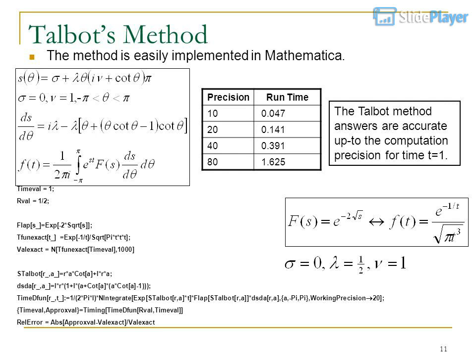timeval = 1. val = 1/2. flap[s_] = Exp[-2 Sqrt[s]]. funexact[t_] = Exp[-1/t]/Sqrt[Pi t^3]. valexact = funexact[timeval]. stalbot[r_, a_] = r a (Cot[a] + I). dzdo[r_, a_] = I r (1 + a + Cot[a] (a Cot[a] - 1)). timedfun[r_, t_] = 1/(2 Pi I) NIntegrate[Exp[stalbot[r,a] t] flap[stalbot[r,a]] dzdo[r,a], {a, -Pi, Pi}], with working precision 20. {time, approxval} = Timing[timedfun[val, timeval]]. relerror = Abs[approxval - valexact]/valexact.